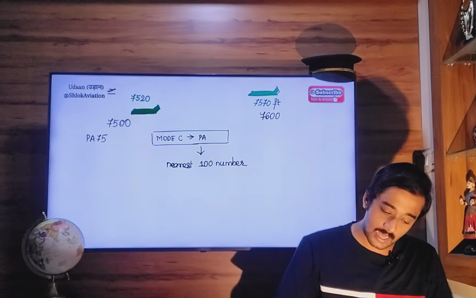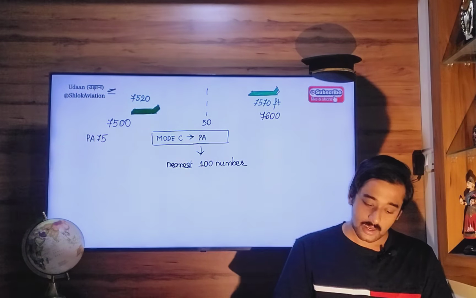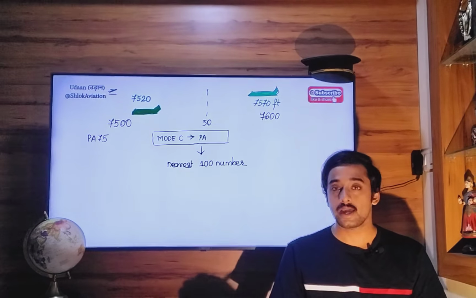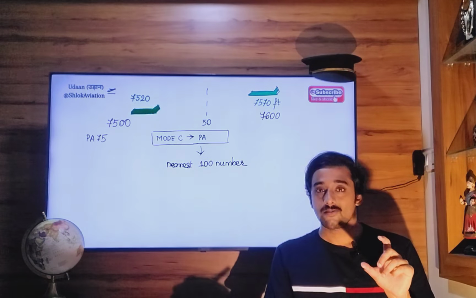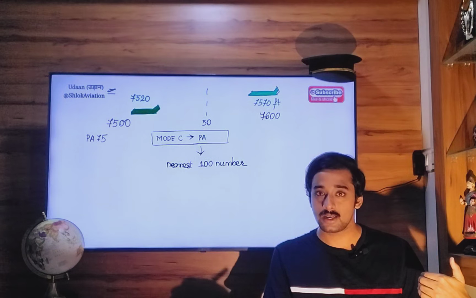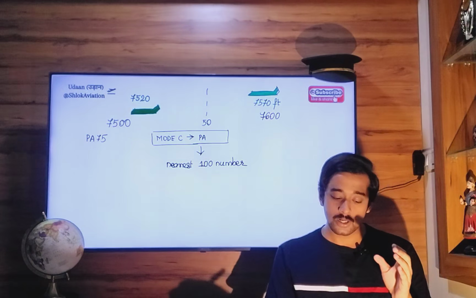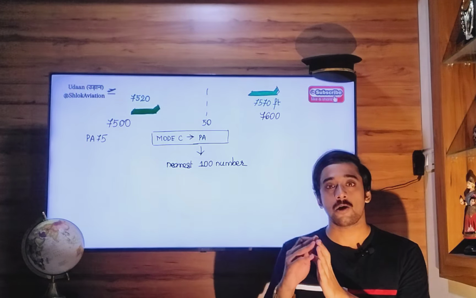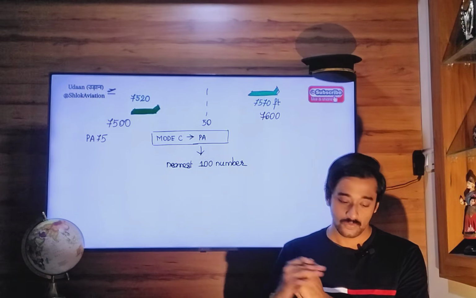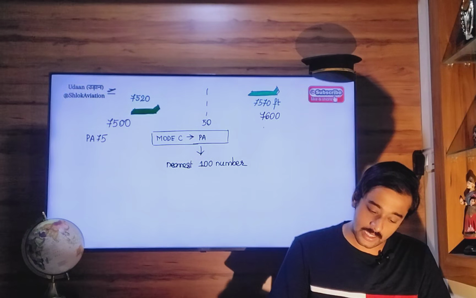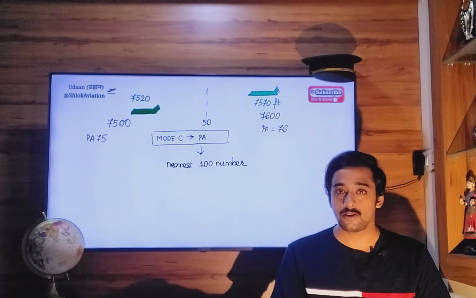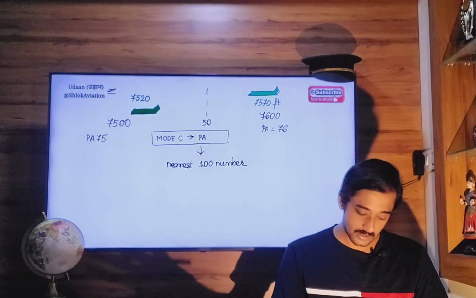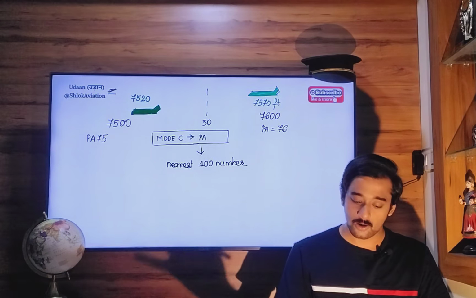So the dividing line is 50. Any altitude less than 50 will be rounded off to the previous, nearest 100 number. Any altitude more than 50 will be rounded off to the next 100 number. So the pressure altitude in this case will be equal to 76, flight level 76. So this is how rounding off is done.